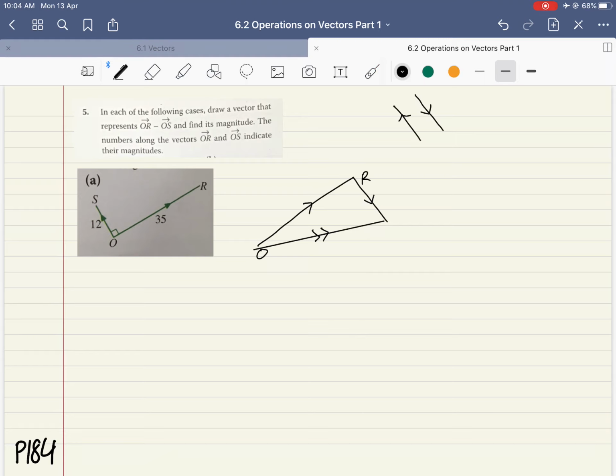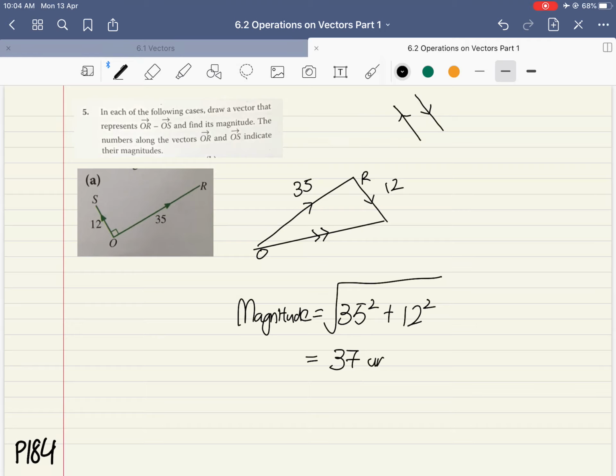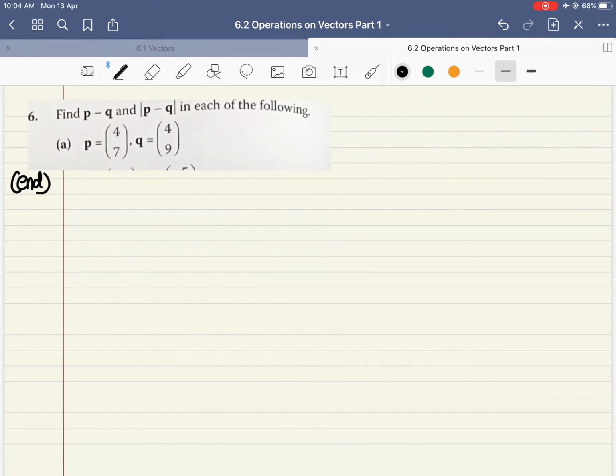So if I just apply Pythagoras' theorem, what we'll get is the magnitude is equal to, this is 35 and 12, so we have the square root of 35 squared plus 12 squared. Don't forget to take the square root, and the magnitude in this case is 37 units.